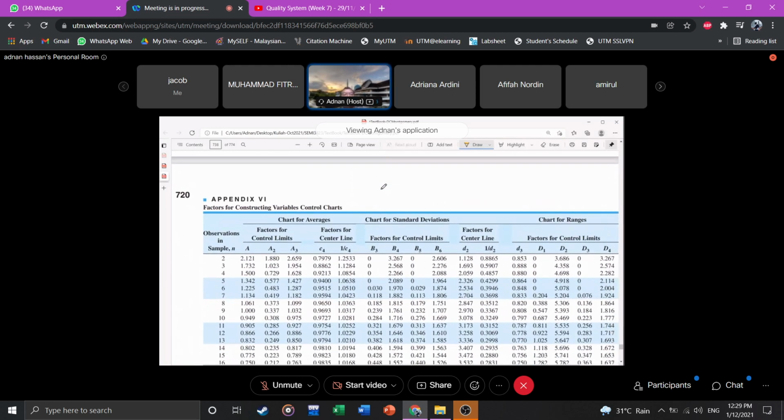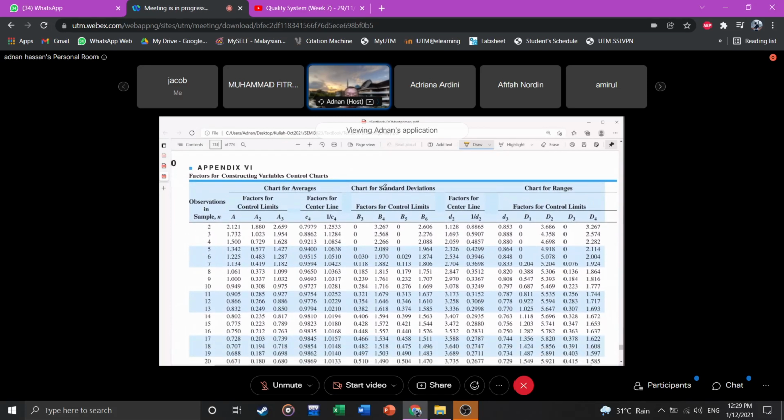This table is very important for control chart. So we have all the factors in this table. You see here, factors for constructing control chart for variable. So we have control chart for averages, which is for X bar chart. This is control chart for standard deviation, which is S chart. This is control chart for range, for R chart. So this is factor for central line.